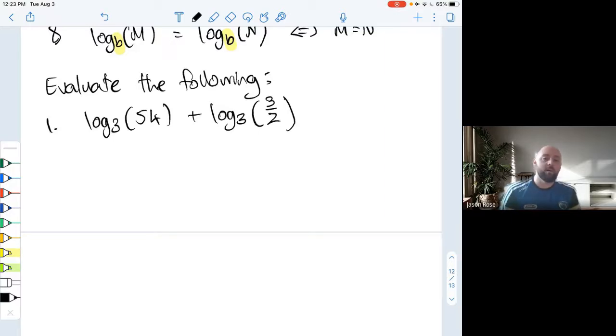I don't know. I can't do anything with that. Looking at log to the base 3 of 3 over 2. 3 to the power of, yeah, it's going to be 3 point something. Definitely, Lewis, 3 point something.